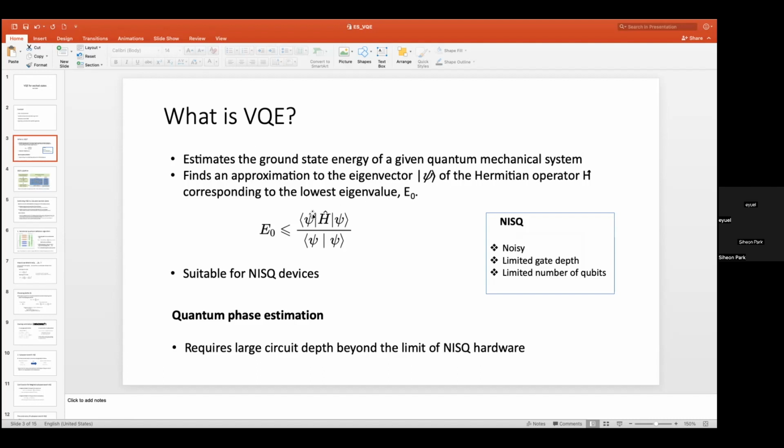And what makes VQE suitable for NISQ devices? First, we have a fully quantum algorithm called quantum phase estimation.